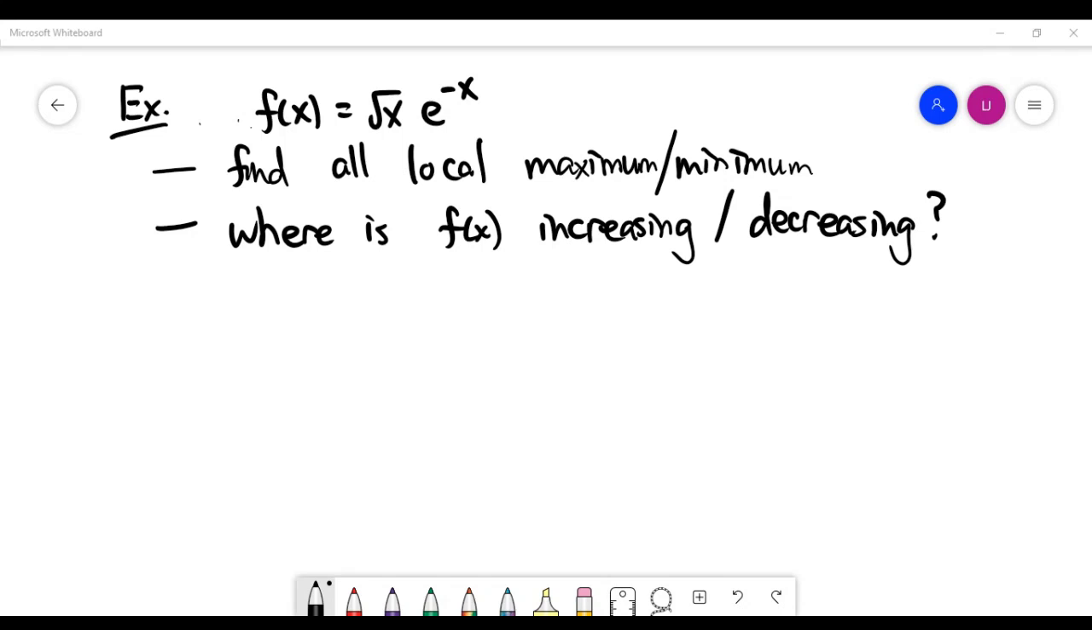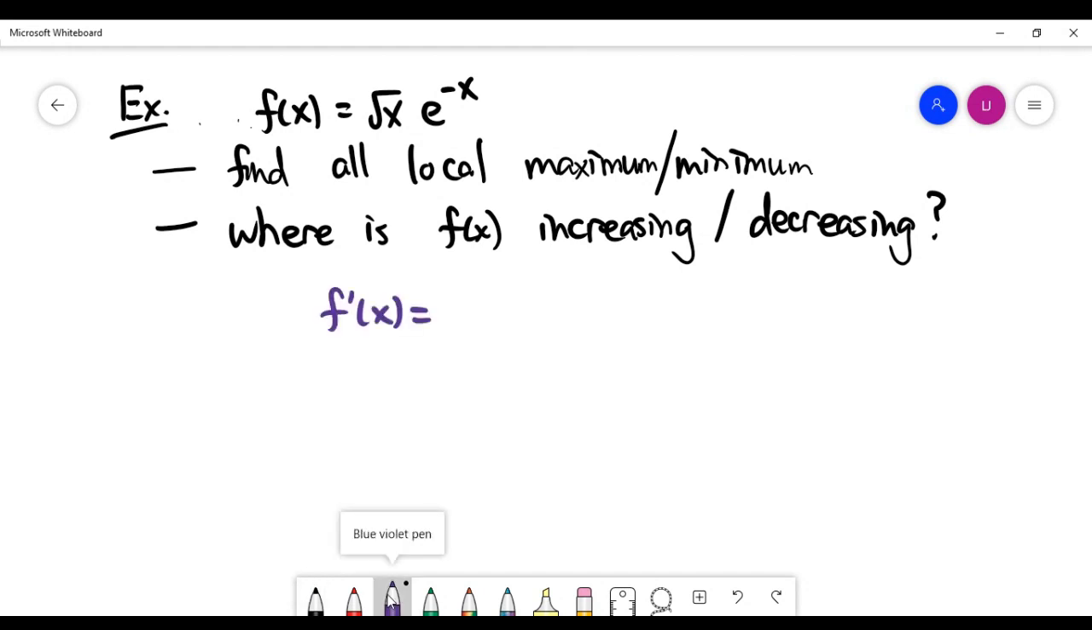So please look at the current problem of a given function f of x. You need to find all the local maximum points and local minimum points. And moreover, you need to tell me where the function is increasing and decreasing. Both problems can be solved by using the sign table of f prime. Let's do it for f prime first.